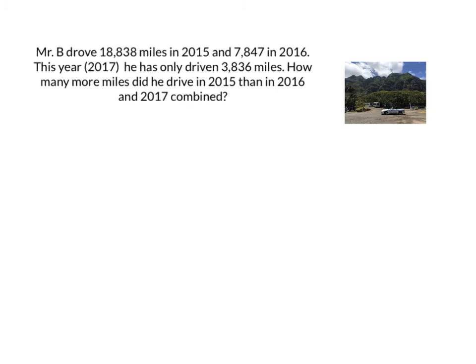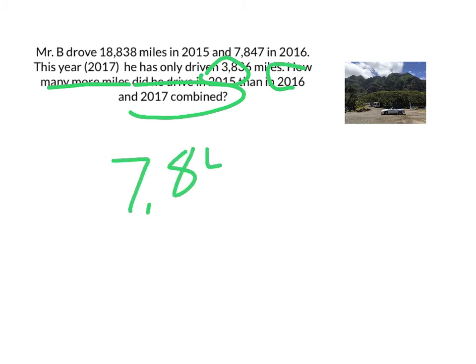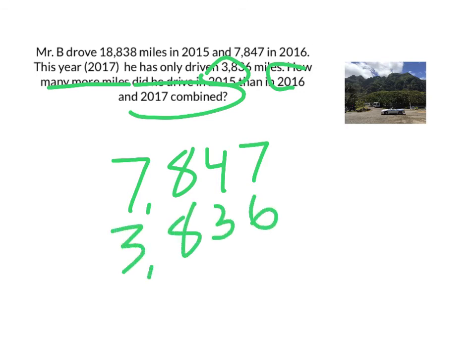Hopefully by this point you've solved the problem. So the problem gave me a number of distances I drove in different years. And then it asked me to combine 2016 and 2017, figure out how many more than in 2015. So I need to combine my 7,847 with my 3,836. 7 plus 6 is 13.